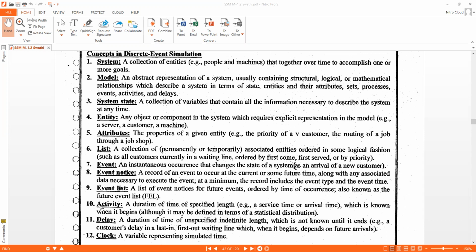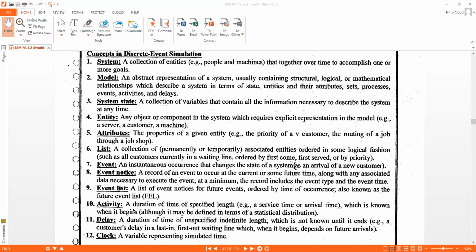It is also known as the future event list. Event list is also called FEL. FEL means future event list. Remember this, we will be using this term in the problems. The future event list is a list of event notices for future events, ordered by time of occurrence.